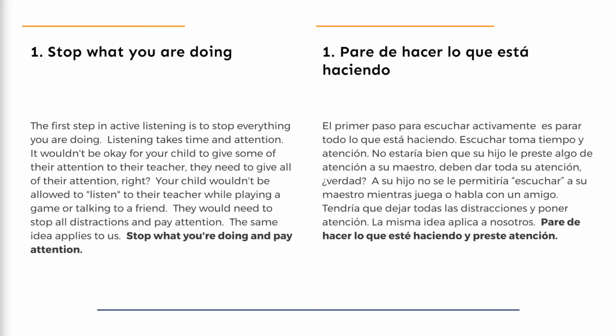Number 1, stop what you are doing. The first step in active listening is to stop everything you are doing. Listening takes time and attention. It wouldn't be okay for your child to give some of their attention to their teacher. They need to give all their attention, right? Your child wouldn't be allowed to listen to their teacher while playing a game or talking to a friend. They would need to stop all distractions and pay attention. The same idea applies to us. Stop what you're doing and pay attention.